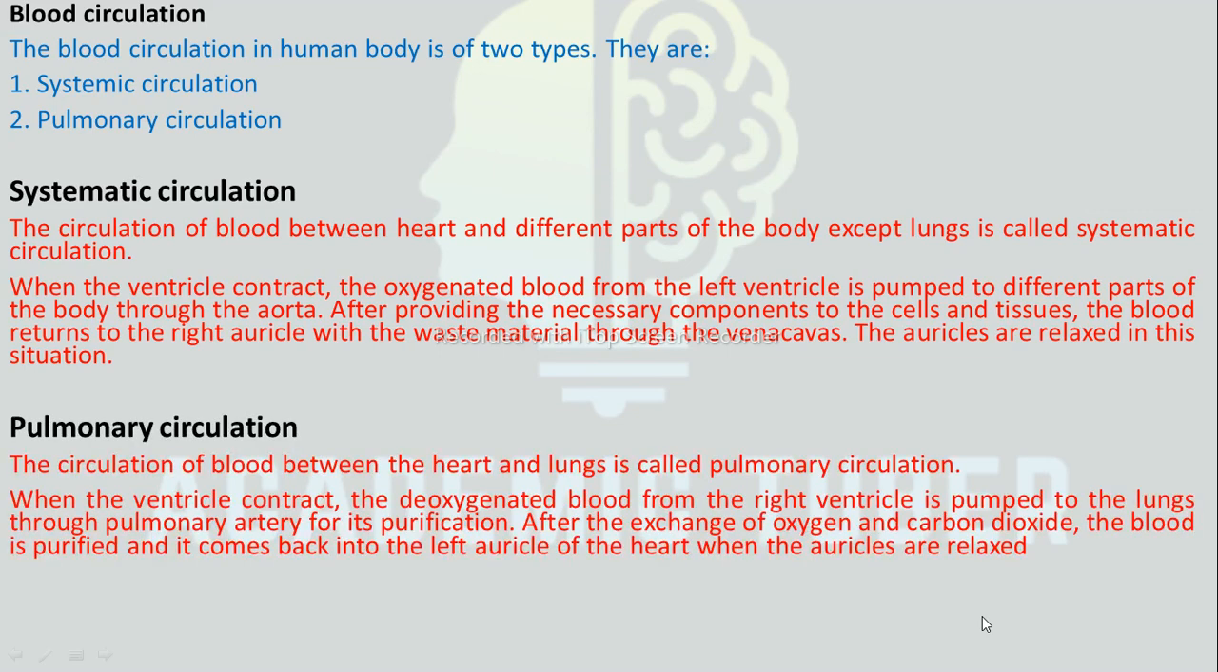Pulmonary circulation. The circulation of blood between the heart and lungs is called pulmonary circulation. When the ventricle contracts, the deoxygenated blood from the right ventricle is pumped to the lungs through the pulmonary artery for its purification. After the exchange of oxygen and carbon dioxide, the blood is purified and it comes back into the left auricle or atrium of the heart when the auricles are relaxed.